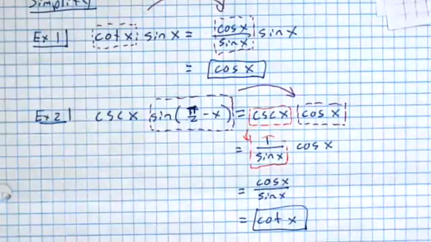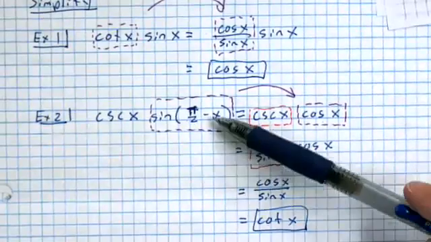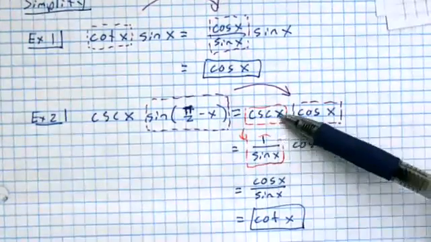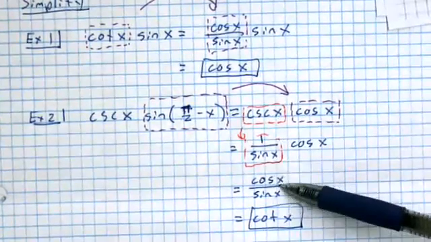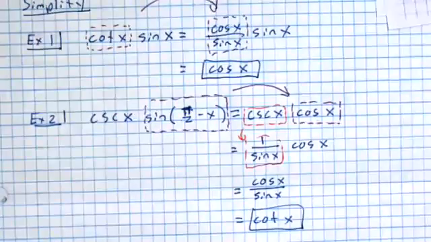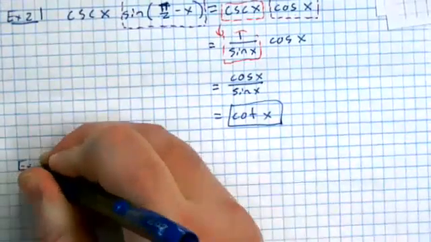So we had to use three identities, I guess. Cosine over sine was cotangent. So we used our co-function identity. We used a reciprocal identity to get to here. And then we used one of our quotient identities to get from here to here. Are we feeling confident with number 2 there? Ready to try a little different, more difficult one? We can't wait. All right.